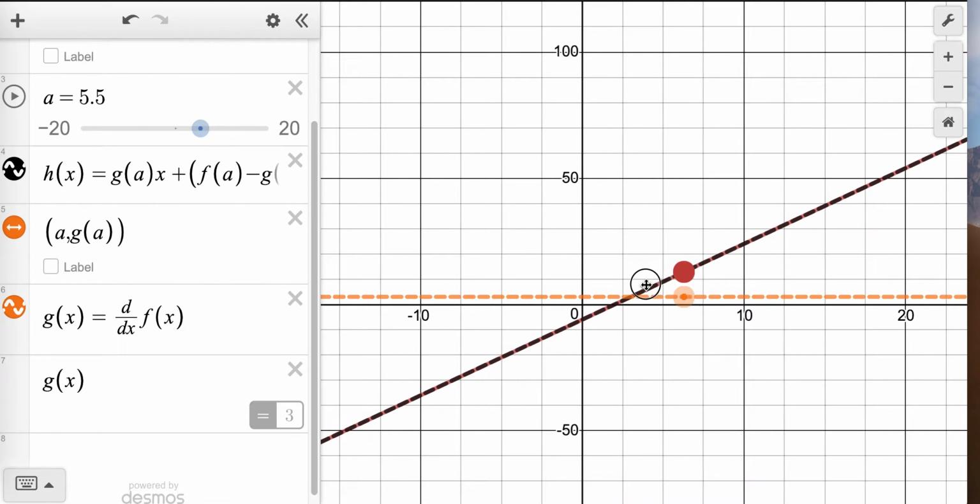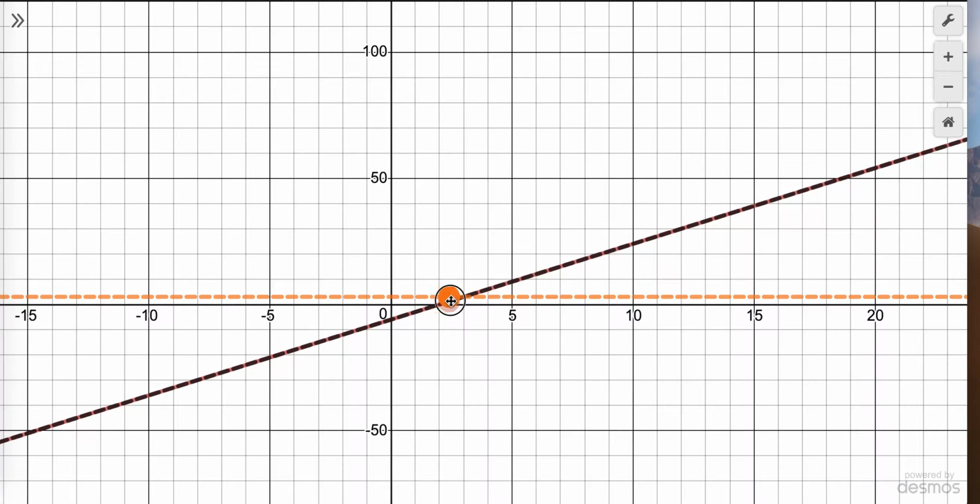And so as I trace out, now let me close that back up. As I trace this back out, you can see my derivative goes in a straight line because the derivative of my linear equation is always the same. Okay, so let's look at a different one here.